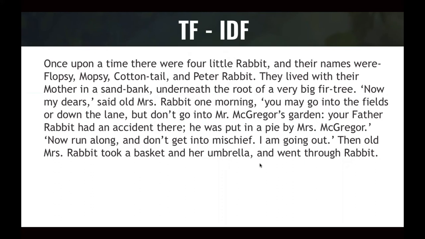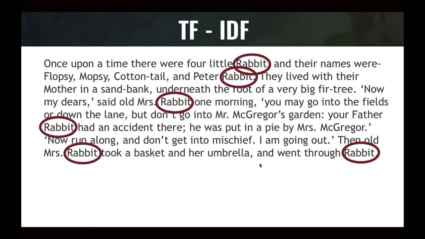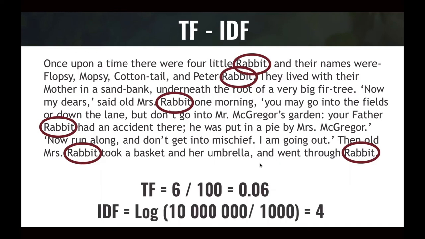So, a basic example. For example, we have a fairy tale book, which consists of 100 words, in your library. And your whole library consists of 10 million books. In this book, the word rabbit is mentioned 6 times. That means for the TF index, where TF stands for term frequency, this word repeated 6 times in 100 words for this document. So this TF index means 0.06.